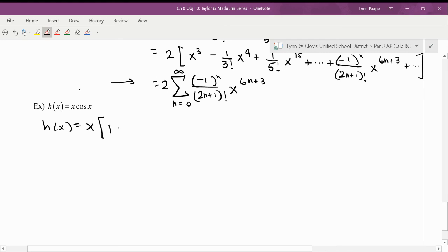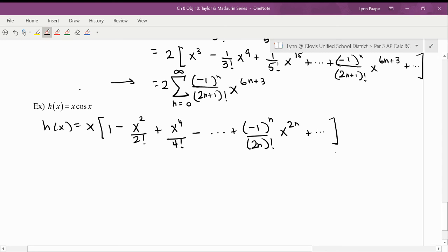So x times cosine of x, so that would be 1 minus x squared over 2 factorial plus x to the 4th over 4 factorial minus dot, dot, dot. And then negative 1 to the power of n over 2n factorial, and then x to the power of 2n, dot, dot, dot. So that's just substituted. So 2 was a coefficient, right? Like, a number value, a scalar. So I can have that pull out to the front, but x is not, right? So that means I do need to distribute that in.